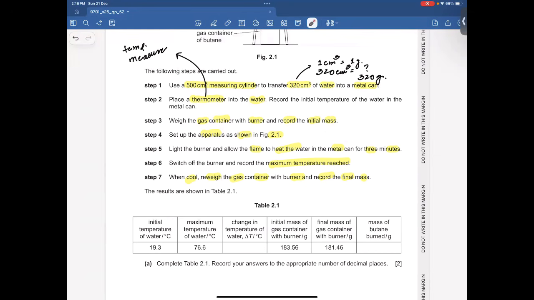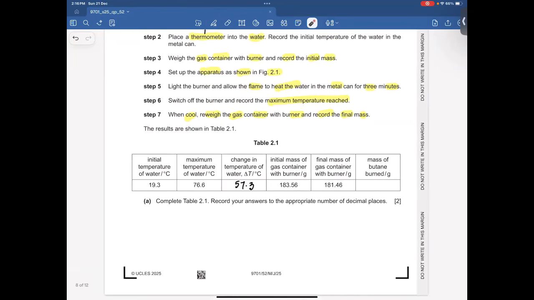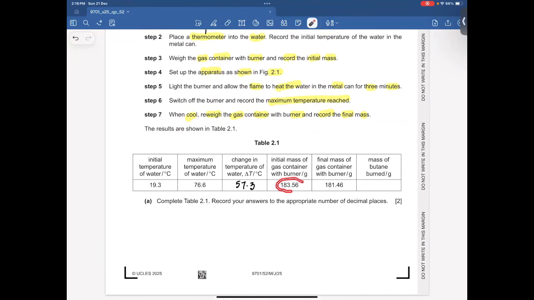So initial temperature was 19.3. After combustion, the temperature was 76.6. So the temperature change would be 57.3, I believe. And 1 degree Celsius equals 1 Kelvin, which is why we don't need to convert this value into Kelvin, okay? So the initial mass of gas container and burner was this, and after combustion it was this. When we subtract these two values, the value is going to be 2.1000 gram.